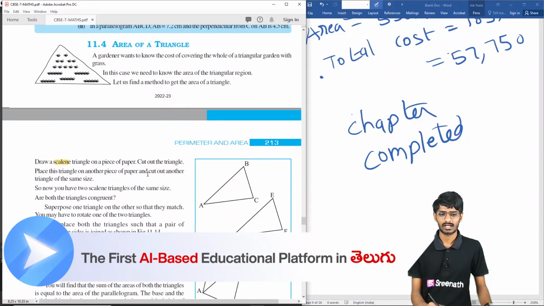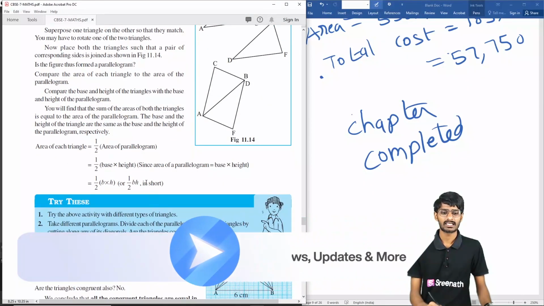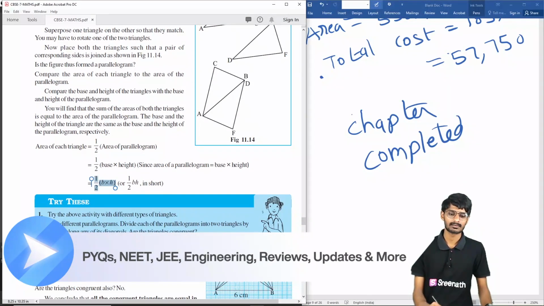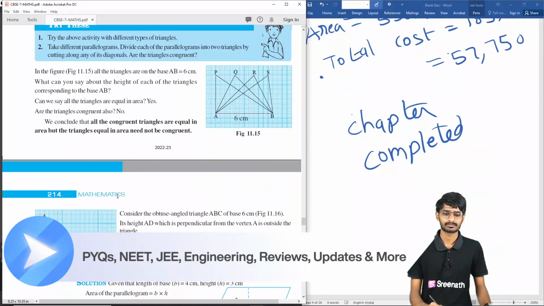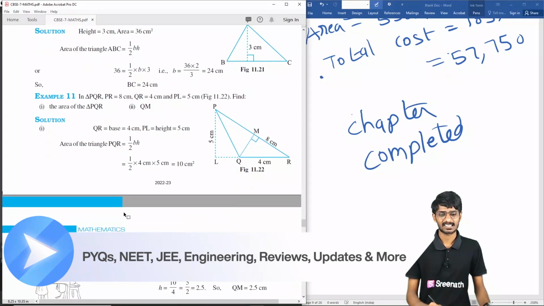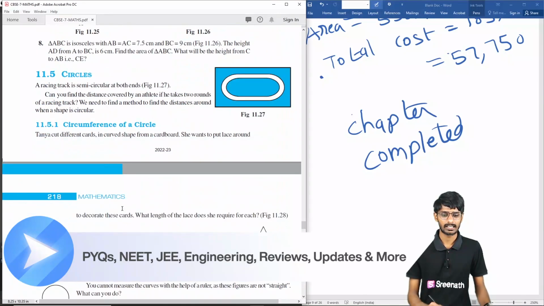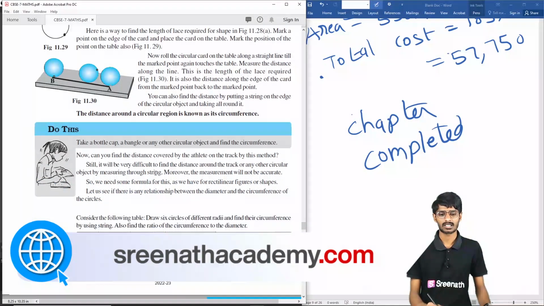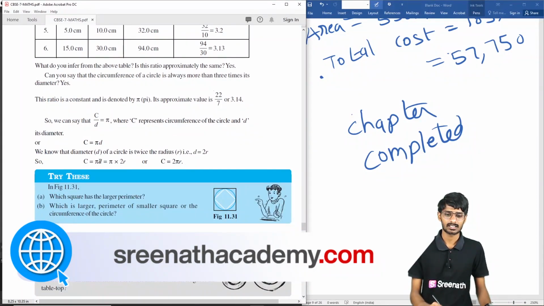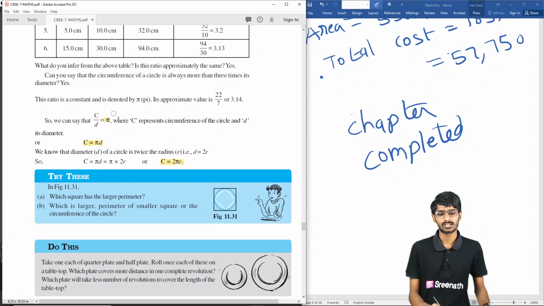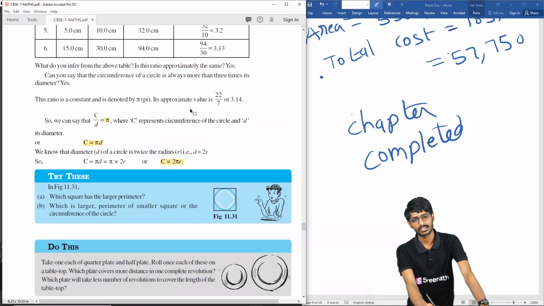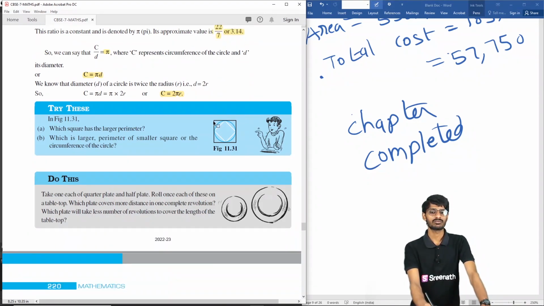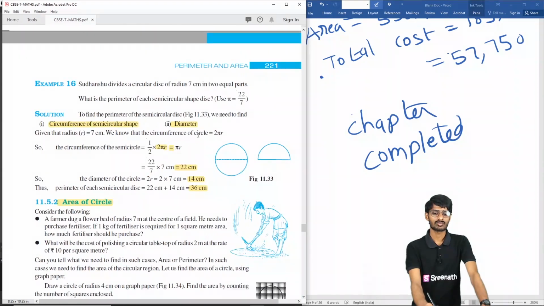Next thing is area of triangles. So the area of a triangle is nothing but half into base into height, which is half the area of a parallelogram. And after discussing the problems about that, we got into the circle, the circumference of a circle. Circumference is nothing but the distance around the circular region, and that circumference is 2 pi r in terms of radius, and it is pi d in terms of diameter. And here pi is the new term, which is the ratio of circumference to the diameter, whose value is 22/7 or 3.17. We have solved some problems.